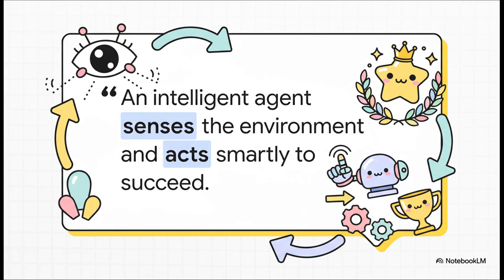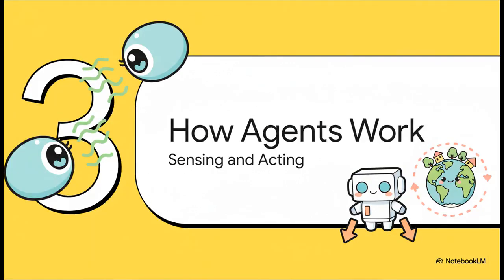If that definition feels a bit wordy, here's a super simple way to think about it. Just remember this sentence. An intelligent agent senses the environment and acts smartly to succeed. That's it. It senses, it acts, and it does it to win, to achieve its goal. Perfect. So now we know what an agent is.